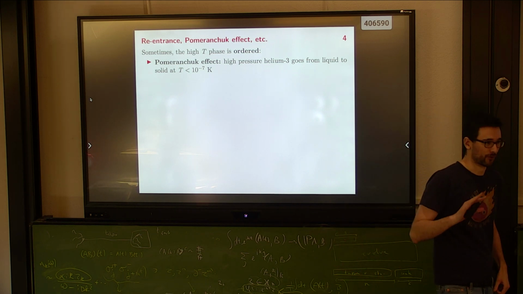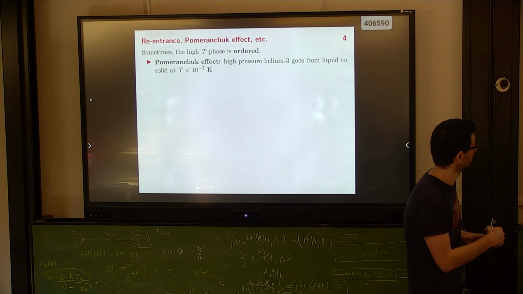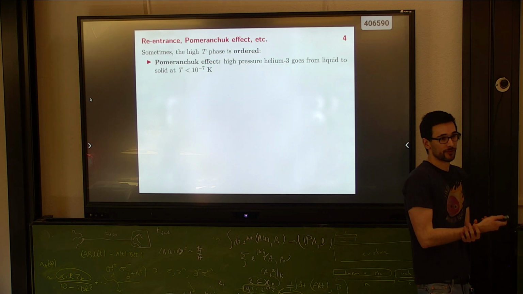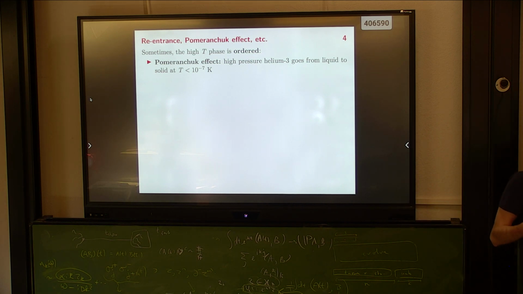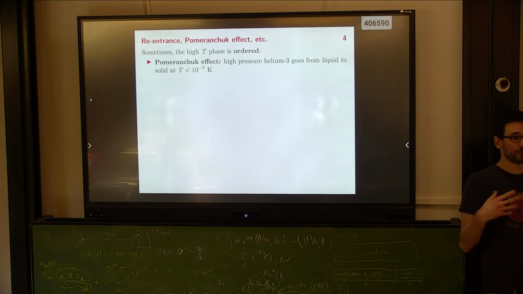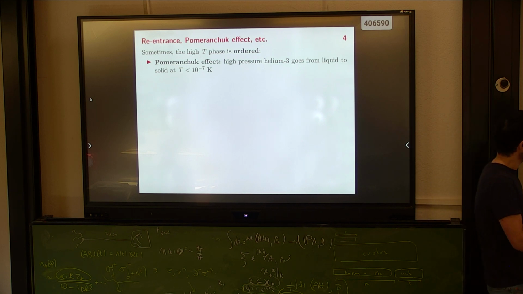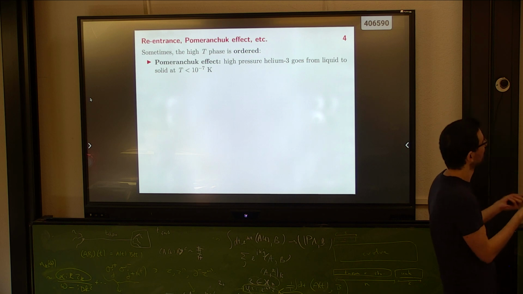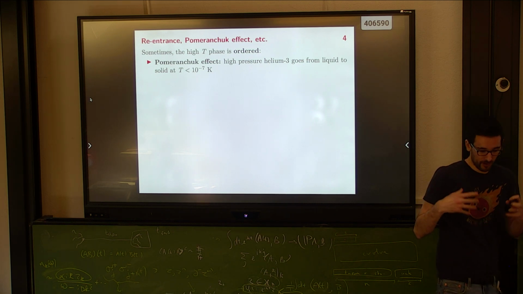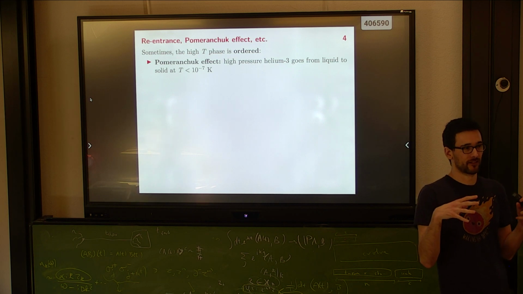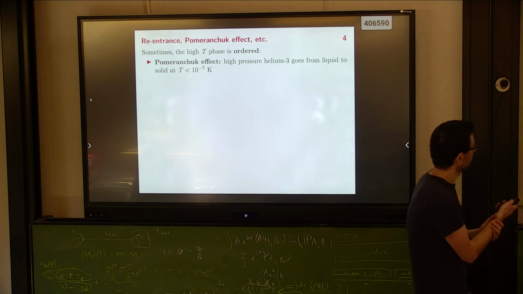This was actually very important in the developments in the 60s and 70s to realize liquid helium-3. But the story is basically that if you have liquid helium-3 at very high pressure, the ground state is a Fermi liquid. If you heat the system to a relatively low but non-zero temperature, then at high pressure you find that helium-3 will become a solid. And why will it do that?